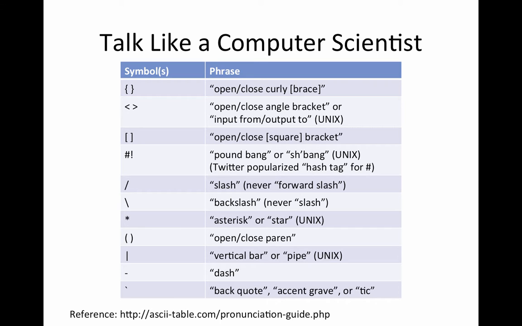I know these are words we have not introduced yet, Java terminology that we will be introducing little by little. Then we have the vertical bar or pipe, as it is known due to Unix. We have the dash and the back quote or tick, as it is sometimes called. You also see on your slide a reference on how to pronounce specific symbols.